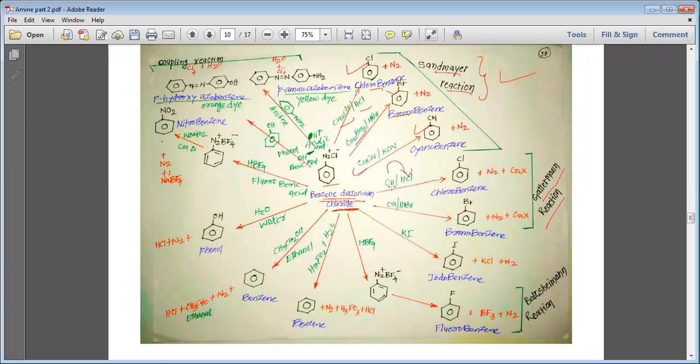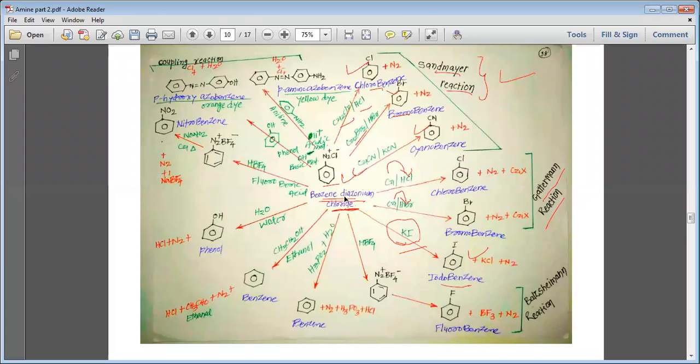So we allow copper and HCl or copper and HBr to react. That is why we get Cu2Cl2, and ultimately these copper halides are produced in situ to give chlorobenzene and bromobenzene when they react with the benzene diazonium salt. Even, my dear students, when benzene diazonium salt is just shaken with potassium iodide, we can easily get iodobenzene. So benzene diazonium chloride, when allowed to react with potassium iodide, gives us iodobenzene.